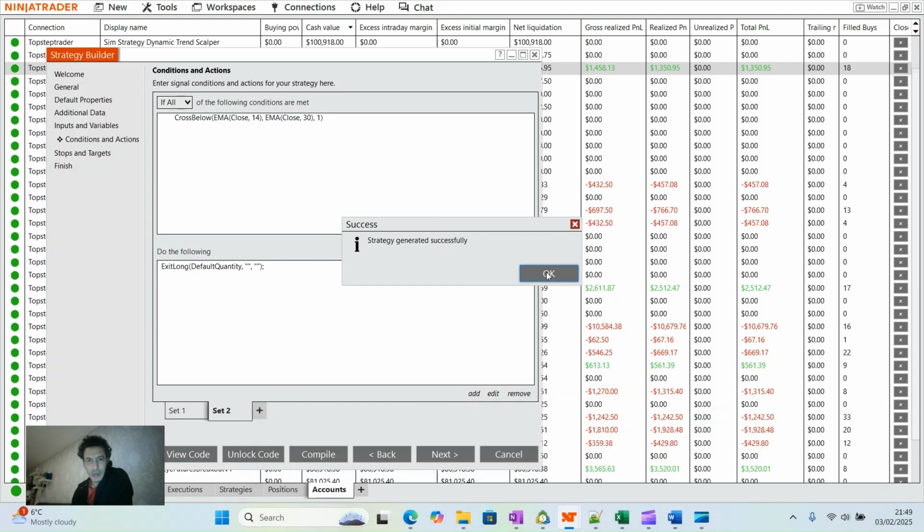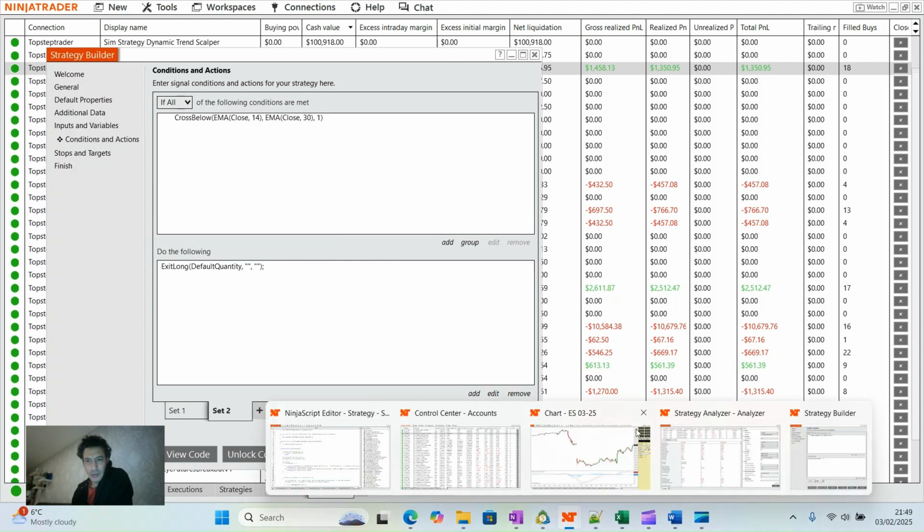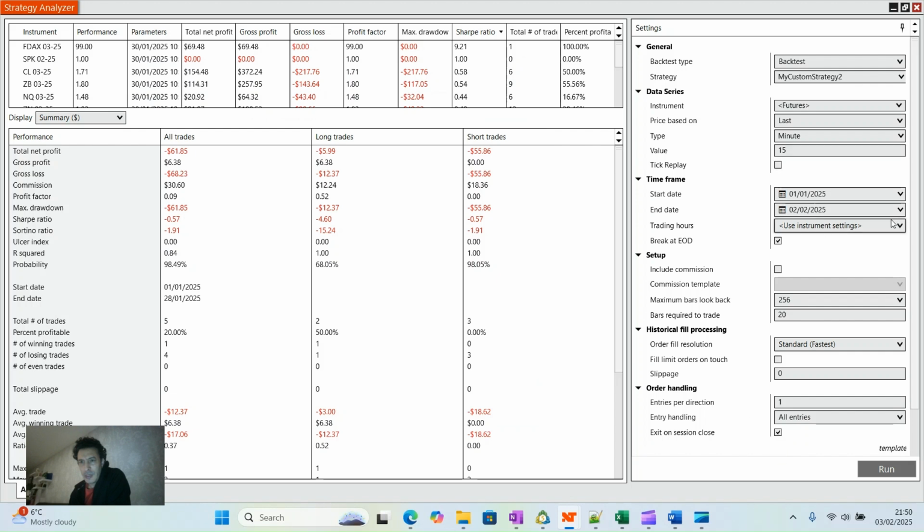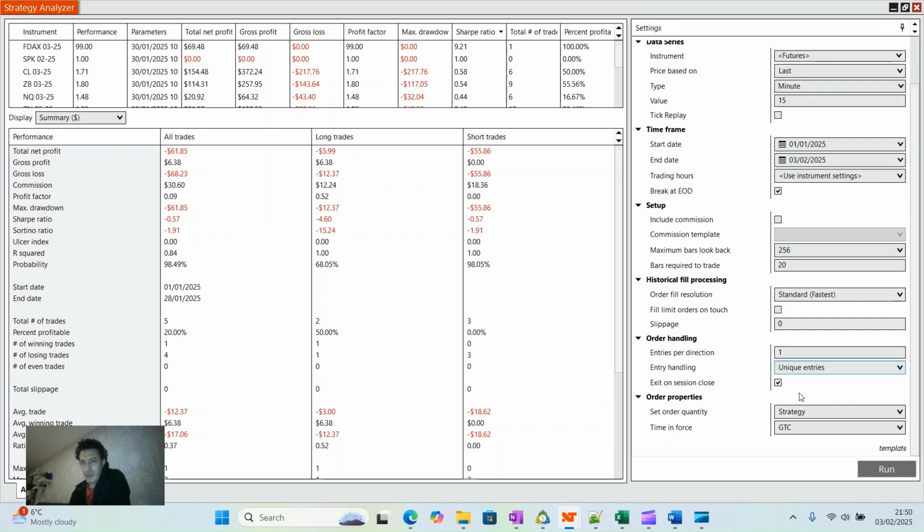When I compile it, I'm going to go to the Strategy Analyzer. I'm going to test it from the 1st of January 2025 till today's trading day. I'll use 15 minutes, and I'll use unique entries for entry handling.